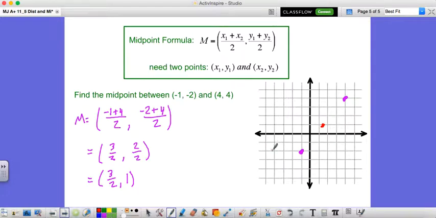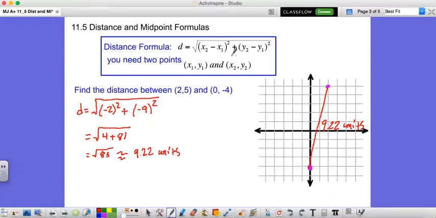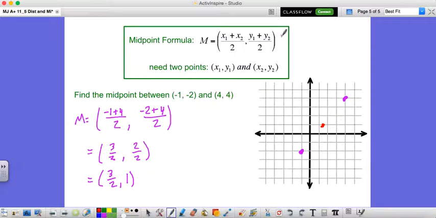So that wraps us up for 11.5. Just 2 formulas, just our midpoint formula and our distance formula. Remember, the distance formula is just the Pythagorean theorem written out symbolically. And the midpoint formula is you just take the average of your x-coordinates and your average of your y-coordinates. Hopefully pretty straightforward, but that's it for 11.5.